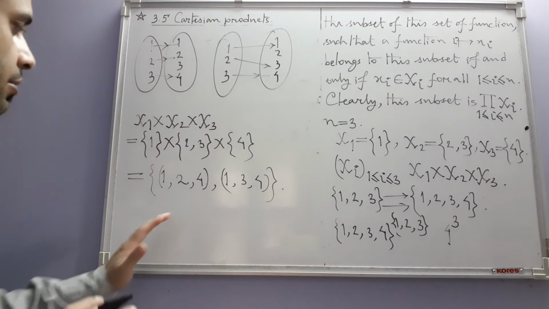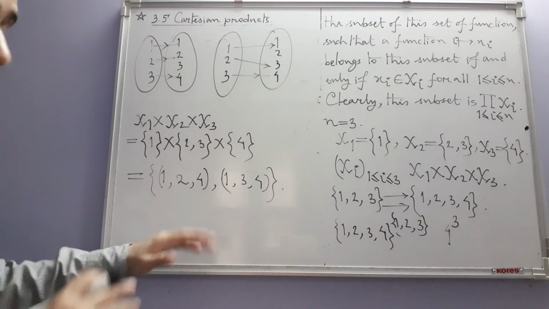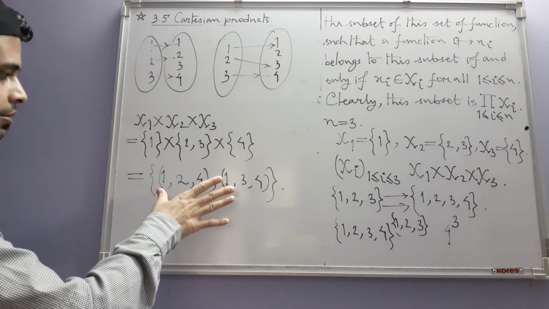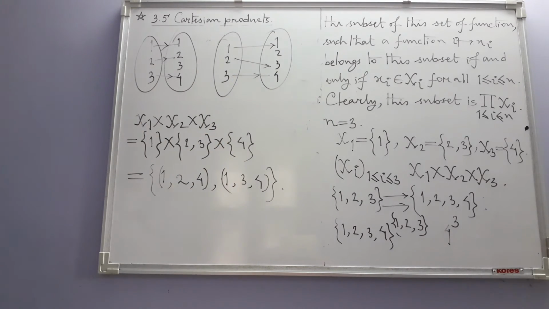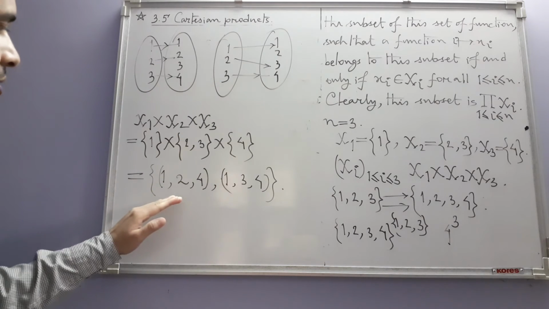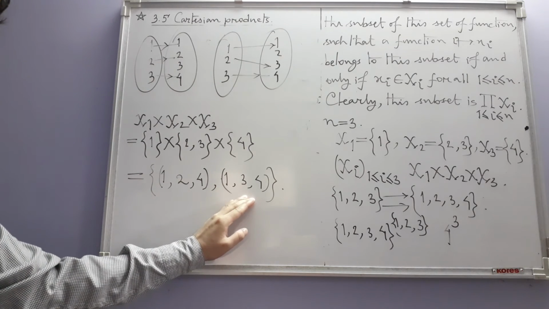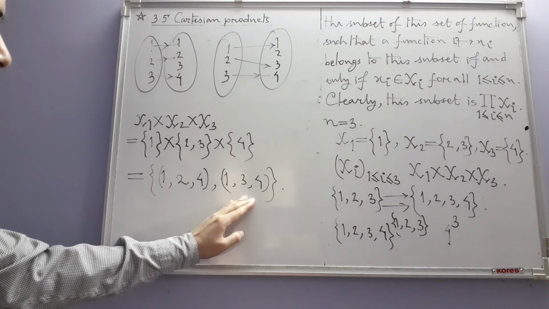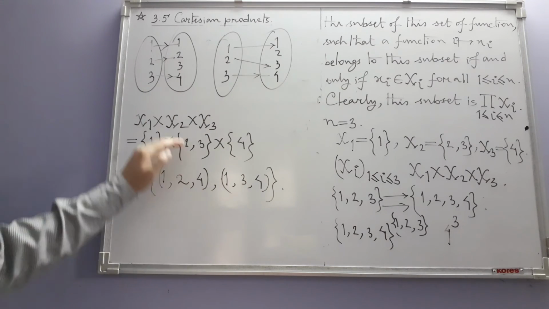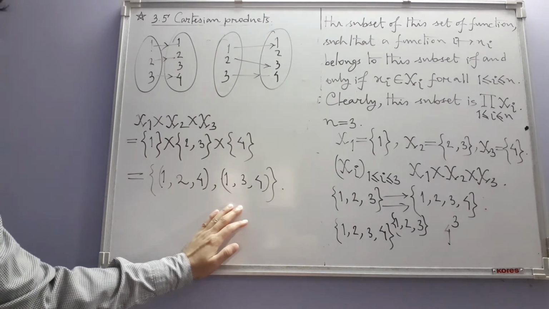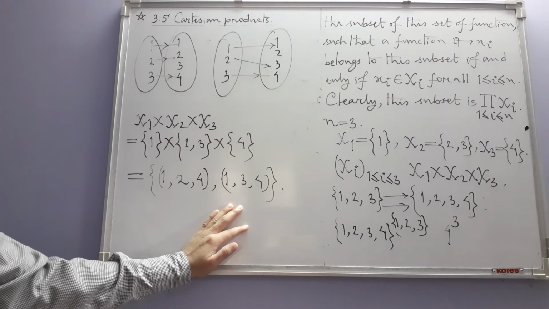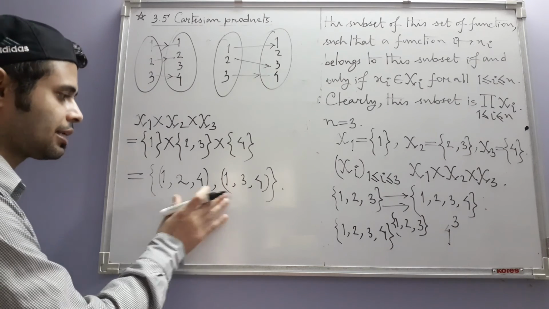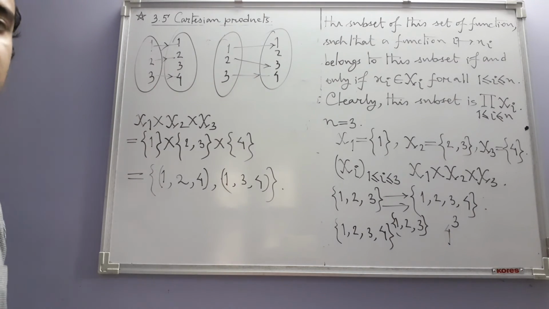Now you are arguing that these are some things and these are entirely something else. These are functions, whereas these are ordered triples. In practice, we do not distinguish between these functions and these ordered triples. This may take you by surprise. Why should we not distinguish between them? Because after all, they look completely different. Strictly speaking, they are different.